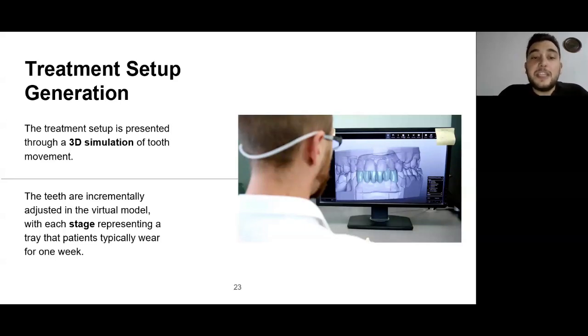In this 3D simulation, the teeth are incrementally moved and adjusted in the virtual model, with each stage or each increment representing a tray. So every click that you do on the simulation, every stage, represents a clear aligner tray that the patient typically wears for 1 week, and it's going to move the teeth by this increment.